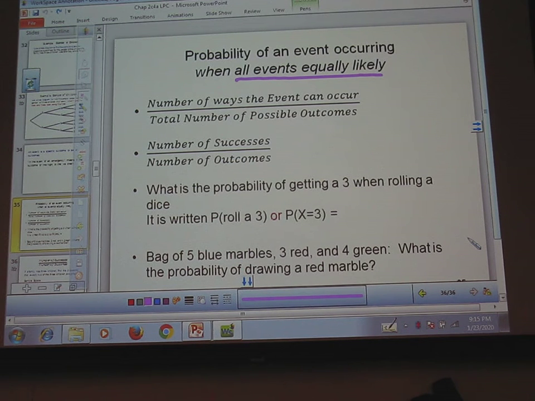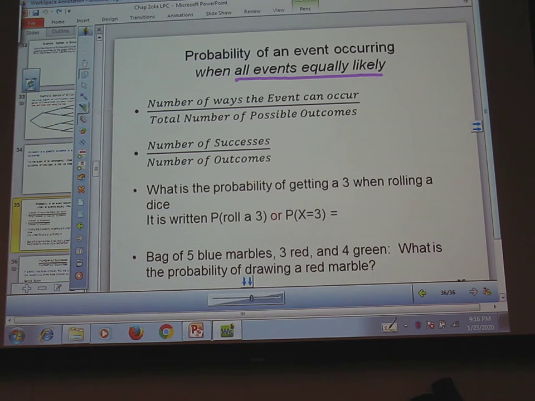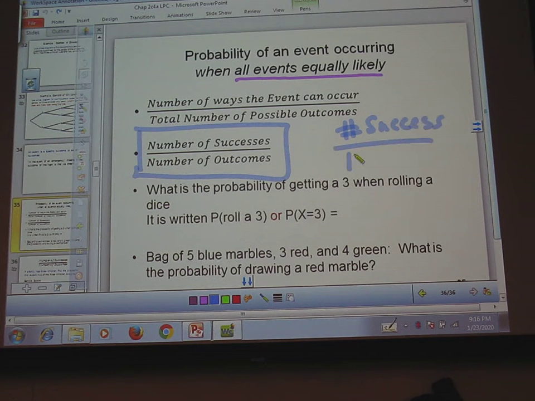The probability is the number of ways the event can occur divided by the total number of possible outcomes. That's written on your sheet right there. I like to shorthand it with this: number of successes over number of outcomes. You have a little line on your handout just for this moment, so write that in right there. Blank over blank, fill in the blanks.